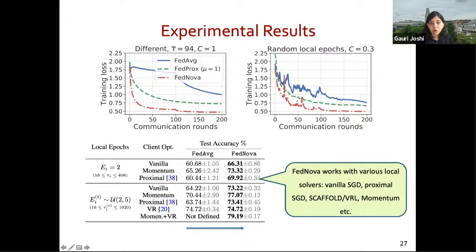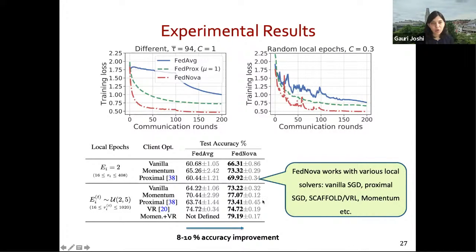Another thing is that because Fed-Nova works with different local optimizers, all that we are changing are these aggregation weights. It can be used with different client optimizers, and it can give almost an 8 to 10% accuracy improvement. So the first column here shows averaging according to Fed averaging. The second column just shows this corrected Fed-Nova averaging with different client optimizers, and we can see quite a big test accuracy improvement.